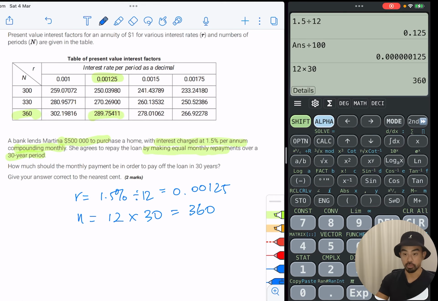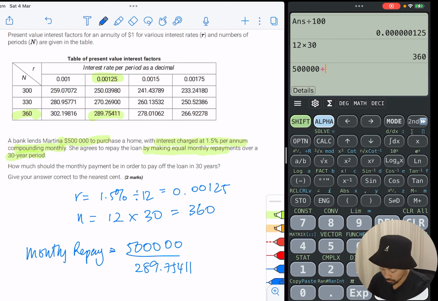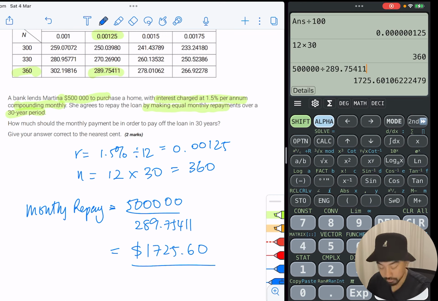Now we just got to work out the monthly repayment. So monthly repay is going to be 500,000 divided by the interest factor, which is 289.754111. So her monthly repayment is 1725.60. Okay, sweet. That's quite straightforward. So hopefully you are actually getting the gist of what to do here. They're very, very similar once you smash out enough questions.